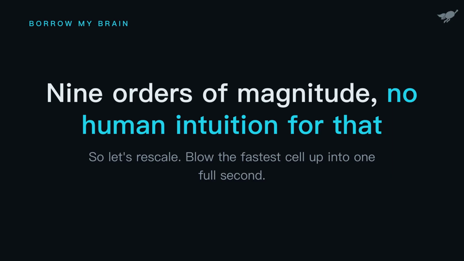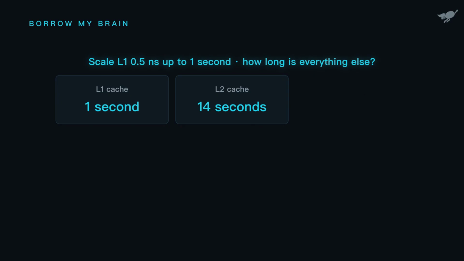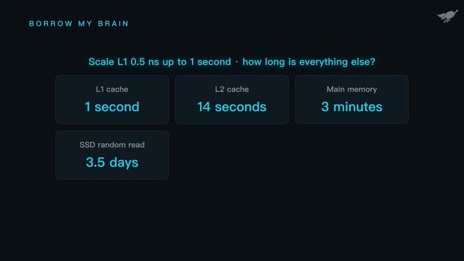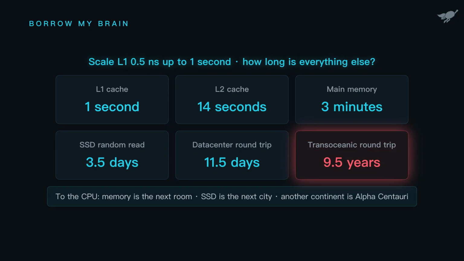So let me rescale it for you. Blow that 0.5 nanosecond L1 cache reference up into 1 full second. Then 1 main memory reference is 3 minutes. 1 random read from SSD is 3.5 days. A round trip inside the data center, 11.5 days. And a transoceanic round trip, 9.5 years.